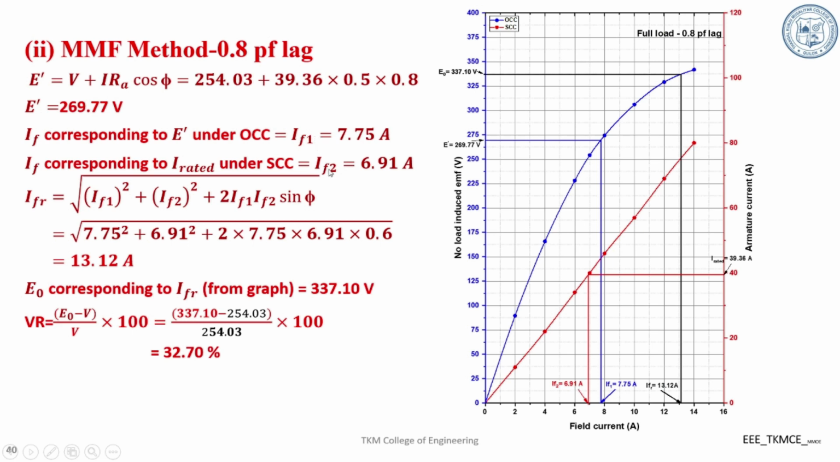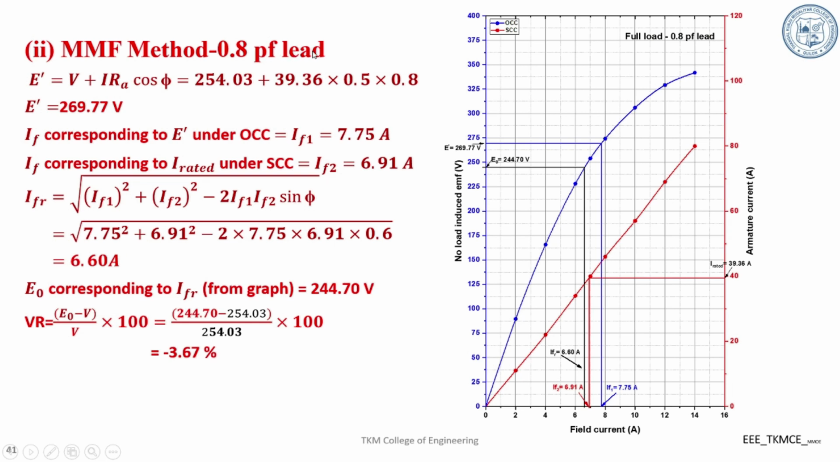Substituting IF1 and IF2 in this expression to find the resultant field current, it is obtained as 13.12 ampere. Corresponding to 13.12 ampere, the open circuit voltage is obtained as 337.10 volt. Substituting E0 and V in this expression, voltage regulation is obtained as 32.70%. Coming to the MMF method, 0.8 power factor lead.